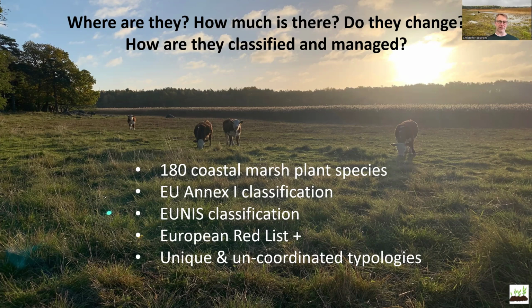It's presently classified into 2 major classes, the EU classification and the EUNIS, which are running parallel. And in addition to those, these habitats can be found in the European red lists. And in addition to these, there are ongoing, more or less unique or uncoordinated national typologies in different countries, which makes the whole big picture very blurry, I would say. Next slide.